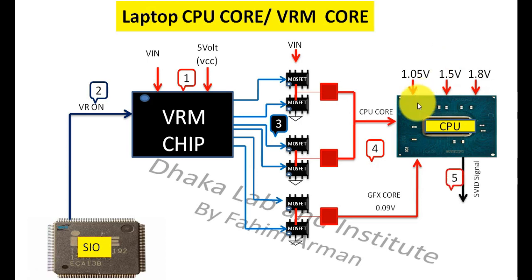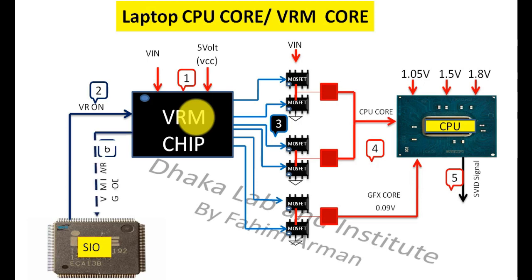all the voltages will be ready, and when the CPU provides the SVID signal to the VRM chip, then the VRM chip will provide the last signal. This is VRM power good, and if the VRM chip provides VRM power good, then the section will be complete and the performance will be complete.